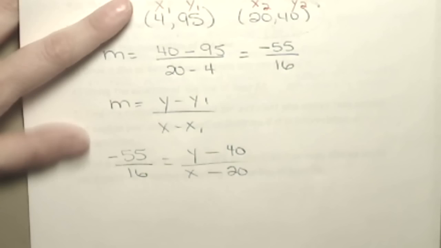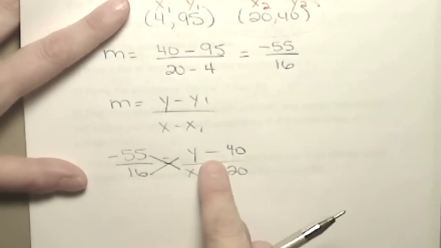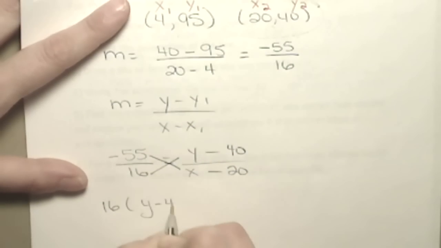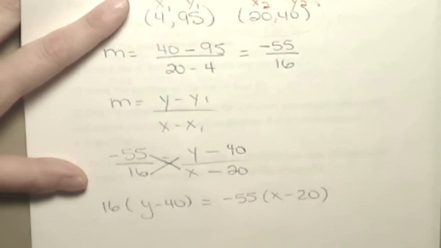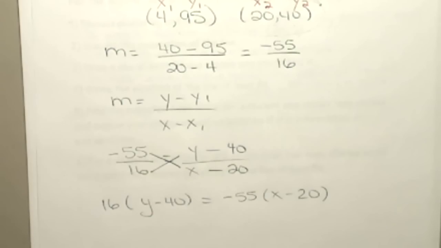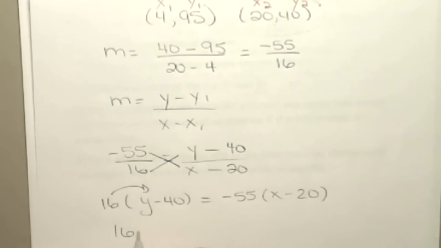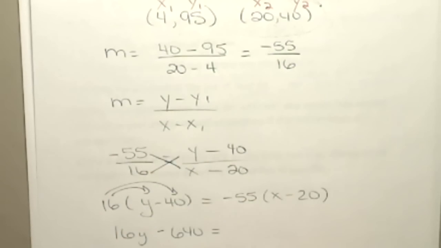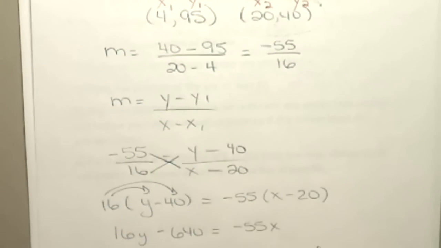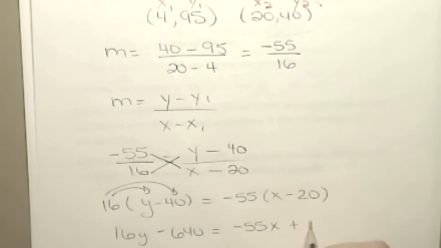And so now this is my point-slope equation with a point and a slope. Beauty of this equation is I can cross-multiply and not have any decimals until I want or need them. I'm going to do 16 times y minus 40 and negative 55 times x minus 20. So now, after I have cross-multiplied, I will distribute. 16 times 40 is 640. Don't forget to fully distribute. And 20 times 55 is 1100. Negative times negative makes positive.